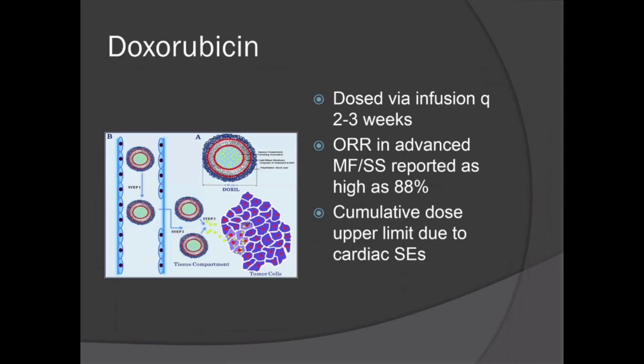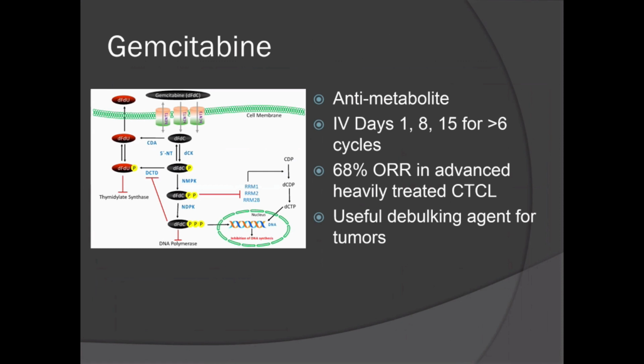This is given through an IV every 2 to 3 weeks, and the overall response rates in CTCL patients have been reported to be as high as 88%. There is a rate-limiting cumulative dose, so you can't get this drug forever because it causes some changes in the heart muscle. So it's only for a finite period of time that you can dose patients with Doxil or Doxorubicin. The next drug is called Gemcitabine or Gemzar.